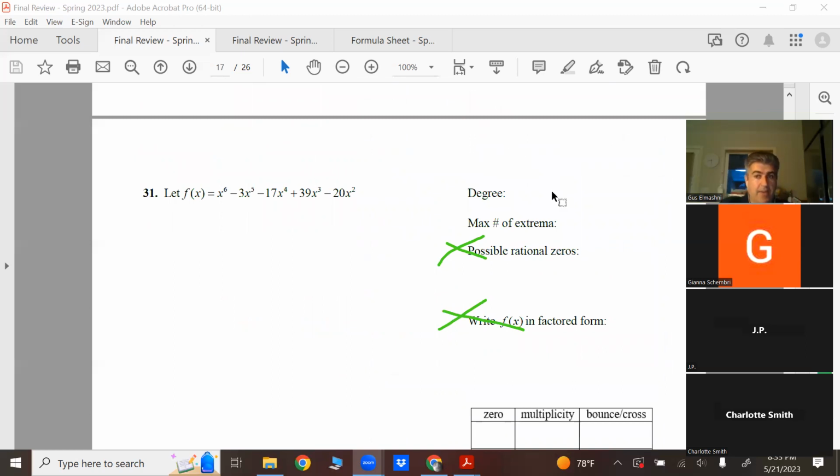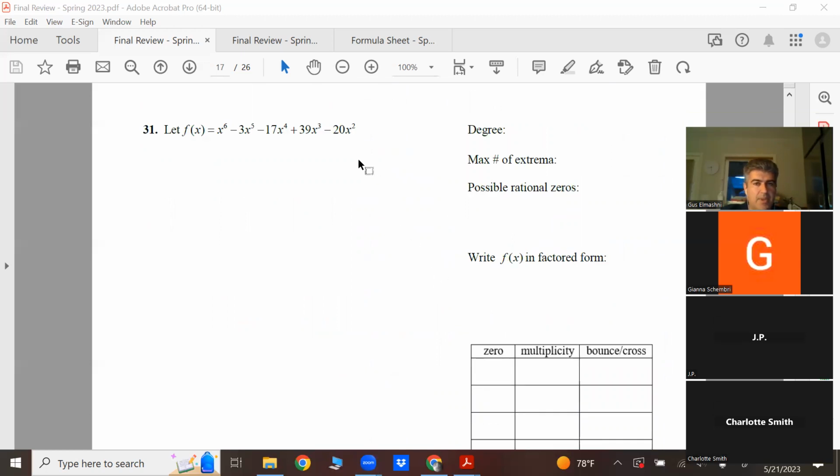I am going to give you a factor, just so you know. I am going to give you a factor, so don't worry. Not going to get something this crazy, but let me walk you through it. So the degree is clearly 6. Maximum extremum is 5. Possible rational zeros. Technically speaking, there is no constant here. So if you said that, I would give you full credit, because you're not wrong. But here's what I do: if you want to write in factored form, you want to find the other zeros. If you see an opportunity to factor, you should.